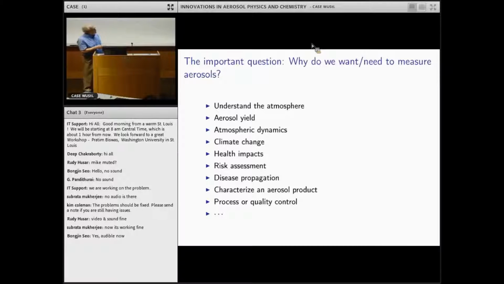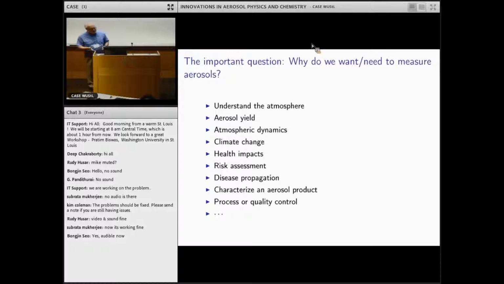We want to understand the atmosphere. Look at the aerosol yield in photochemical reactions. Understand atmospheric dynamics, climate change. Look at the health impacts. Do risk assessments. Look at disease propagations, the bioaerosols. We've been measuring toxic particles from the red tide.